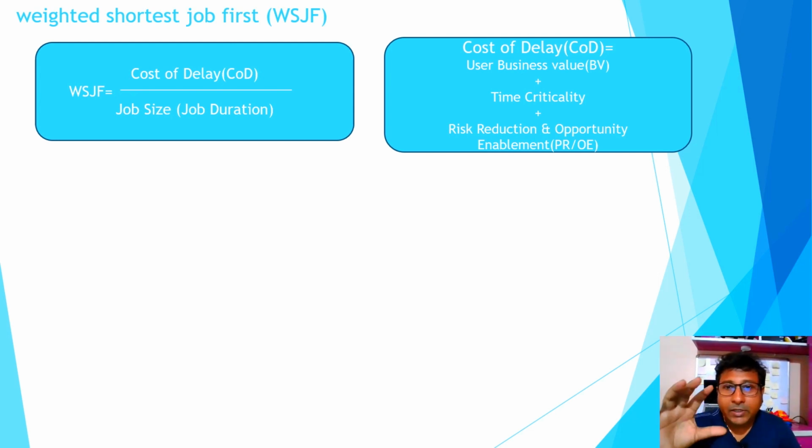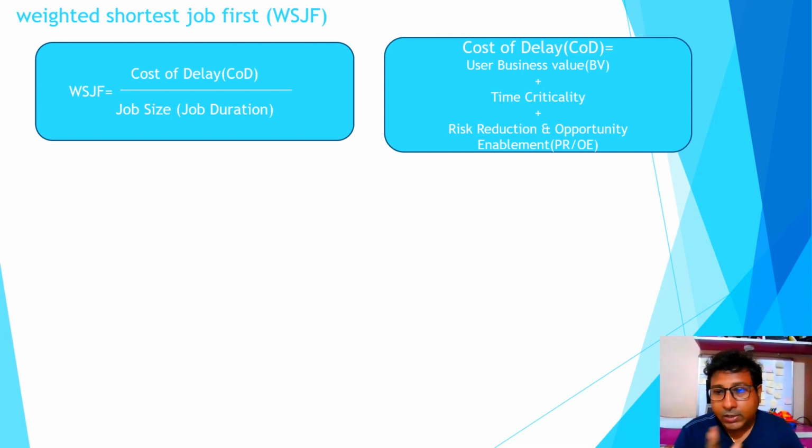All these parameters are relative parameters, and we do relative estimation. The "we" can be the PO, the proxy PO, or the business folks who get involved in calculating business value, time criticality, and risk reduction. You can consider a number on a scale of 1 to 10, and it is a relative ranking, feature A versus feature B.